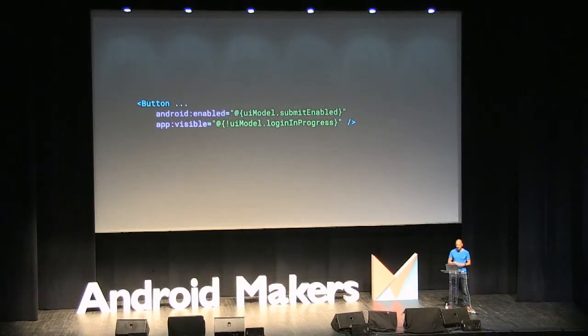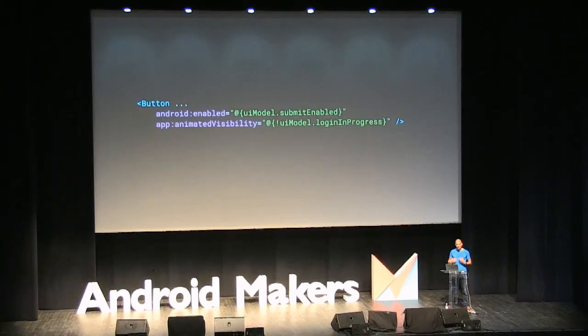But in the data binding world, this is how it might look, where I'm going to be setting that UI model on my binding and then referencing fields of it from my layout. So here I am setting the enabled state and the visible state depending on some fields in my view state. So this isn't animated just yet.